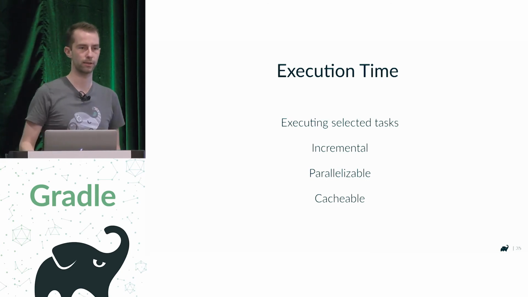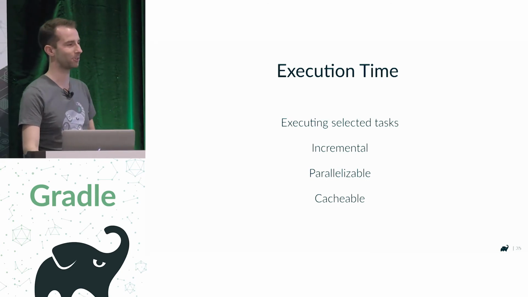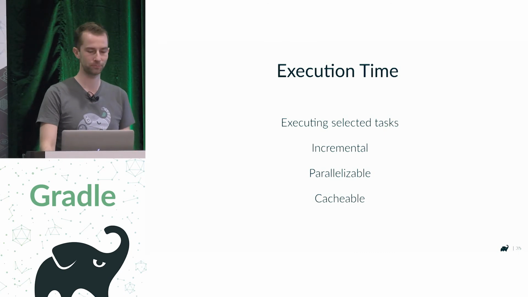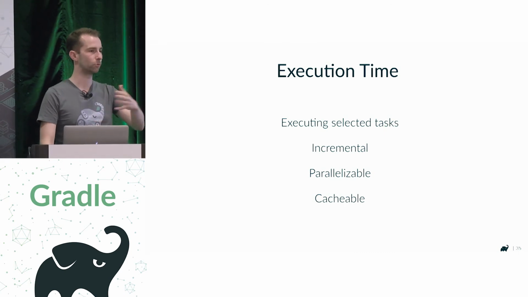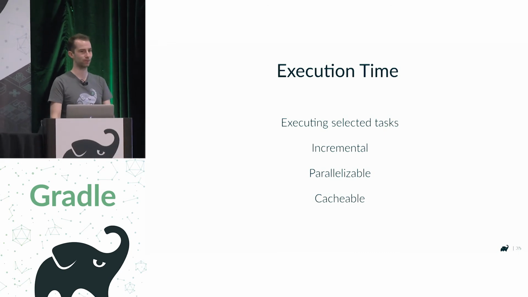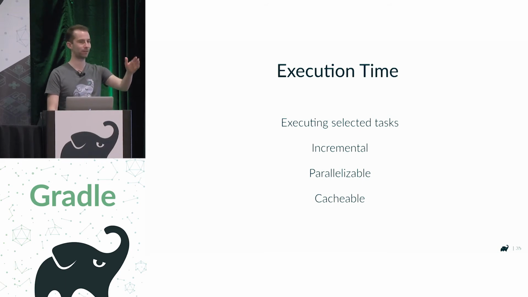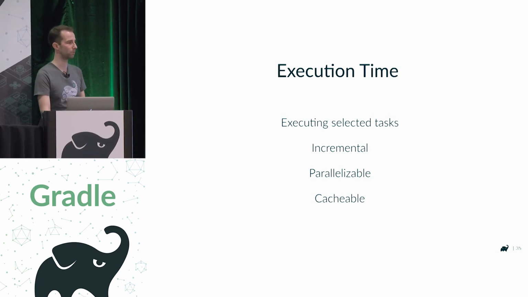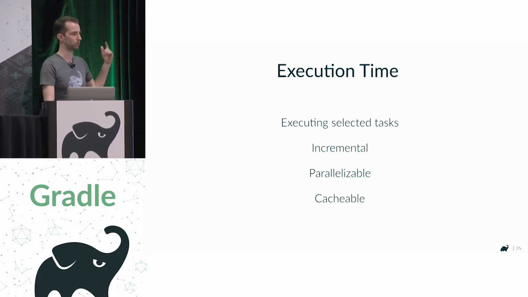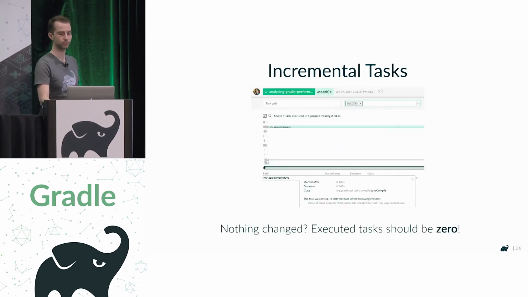And of course, our tasks are also cacheable. There's dedicated talks on that, so I won't go into detail here. But it means that you can reuse build outputs across machines even. So your CI server builds something, your developers come into the office in the morning, do a git pull and a Gradle build, and it takes 2 seconds because the output was already built by the build server.